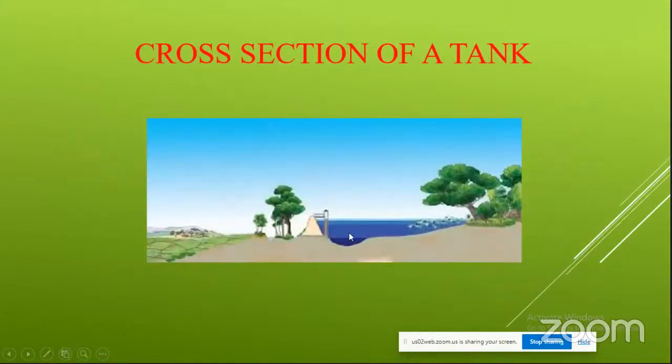Normally, this is a cross section of a small village tank. This is the rain-fed area.